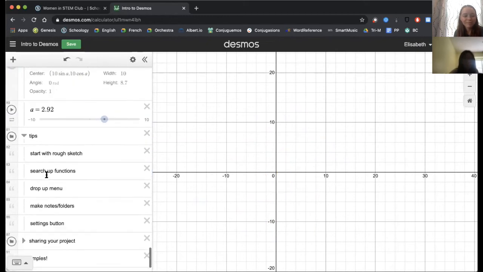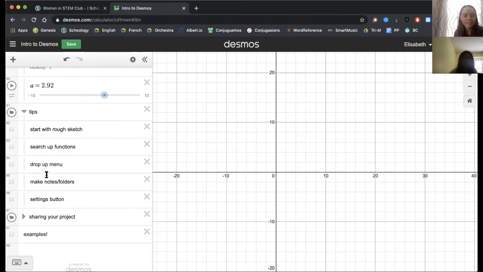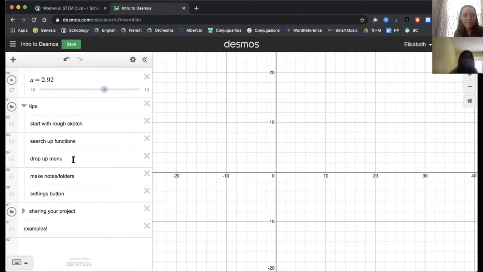Okay, so some final tips before you go ahead and do your own DESMOS art. I'd say start with a rough sketch so that you know where you want to go with this project. And then you can also search up functions if none of them are here.